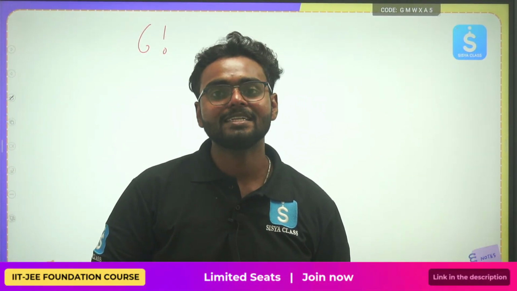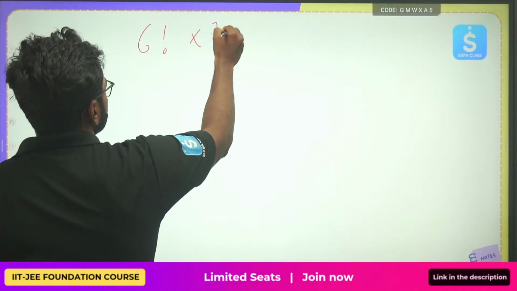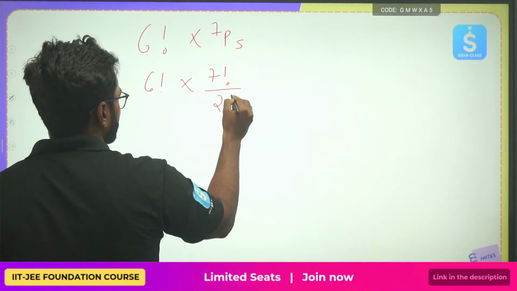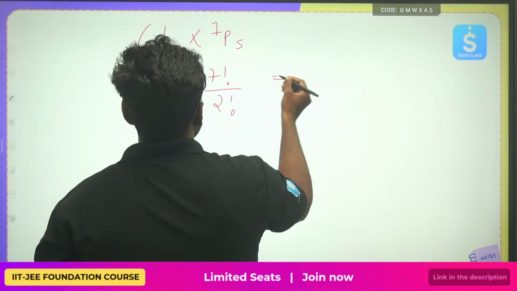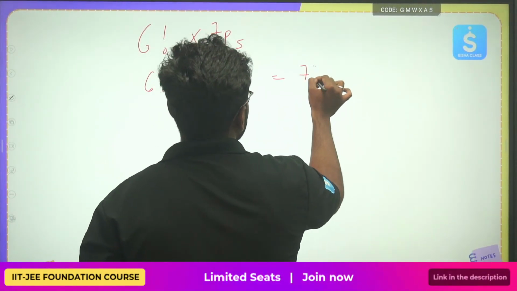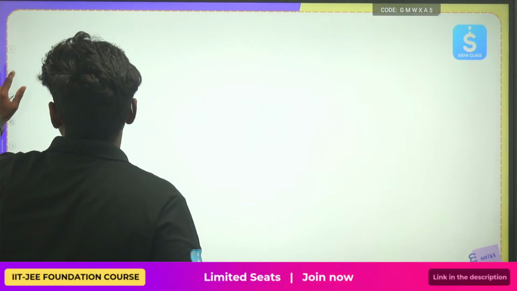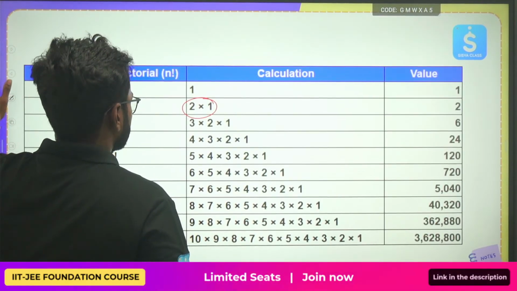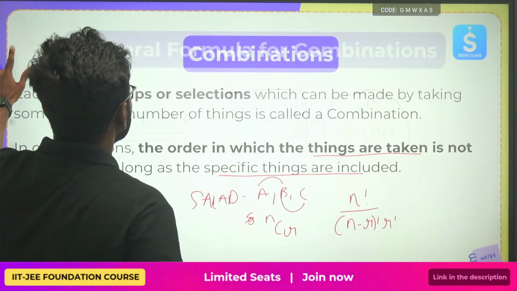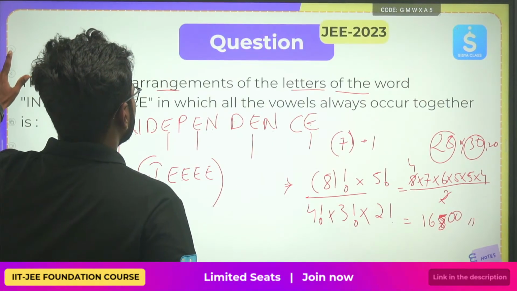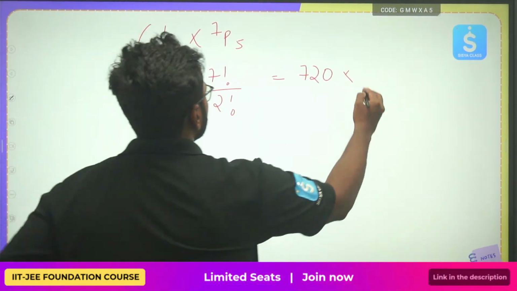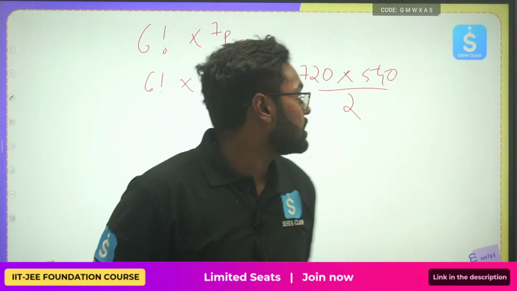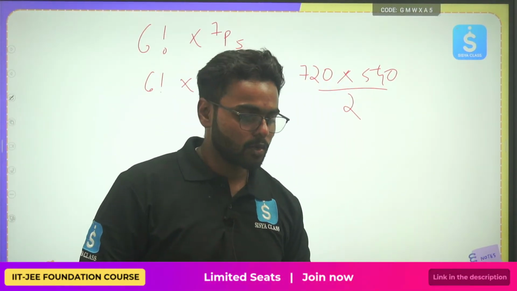Coming to the girls, they can be arranged in 7P5 ways. This should be 6 factorial into 7 factorial upon (7 minus 5) factorial, which is 2 factorial. If I take, 6 factorial is 720 into 7 factorial, which is 5040, upon 2. You got this? 6 factorial into 720 into 5040 upon 2.